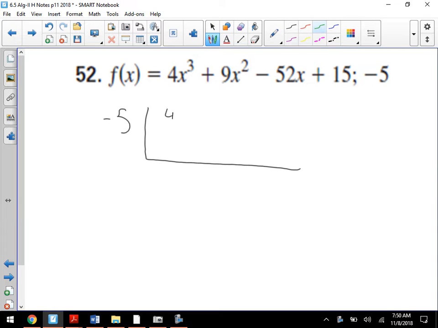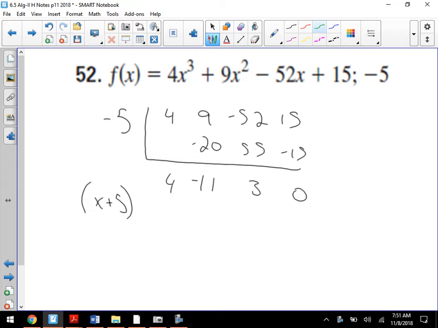No placeholders, 4, 9, negative 52, 15. You go through it, you got 4, negative 20, negative 11, 55, 3, negative 15, and 0. So we know that negative 5 is a 0. We rewrite it as a term, x plus 5. And now you have 4x squared minus 11x plus 3, and you need to find the other zeros.